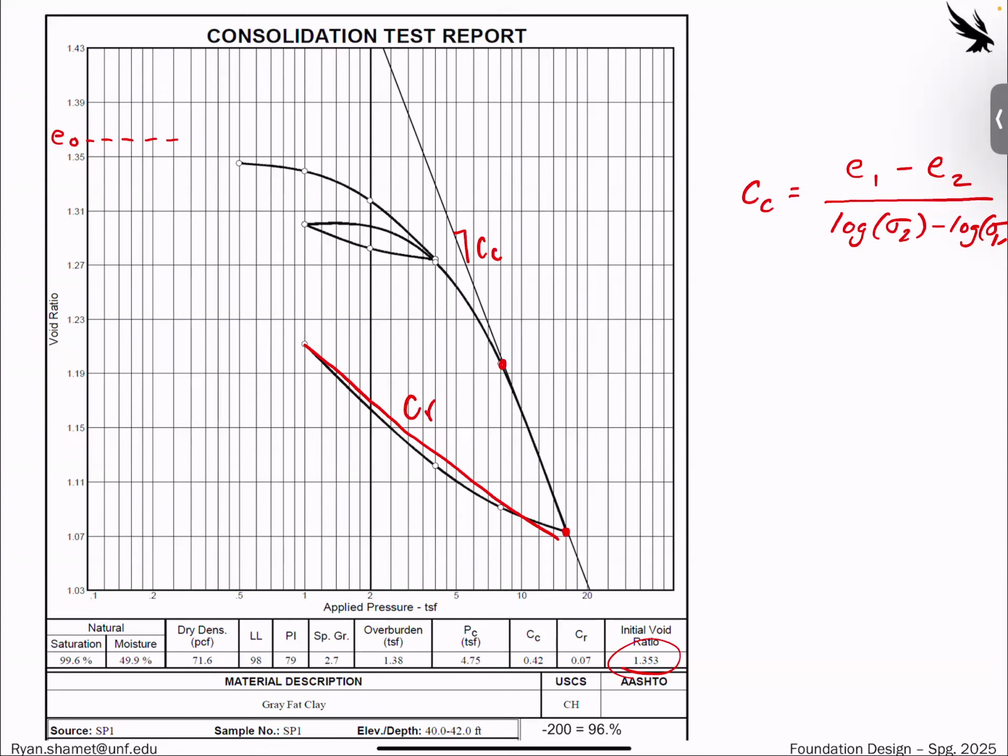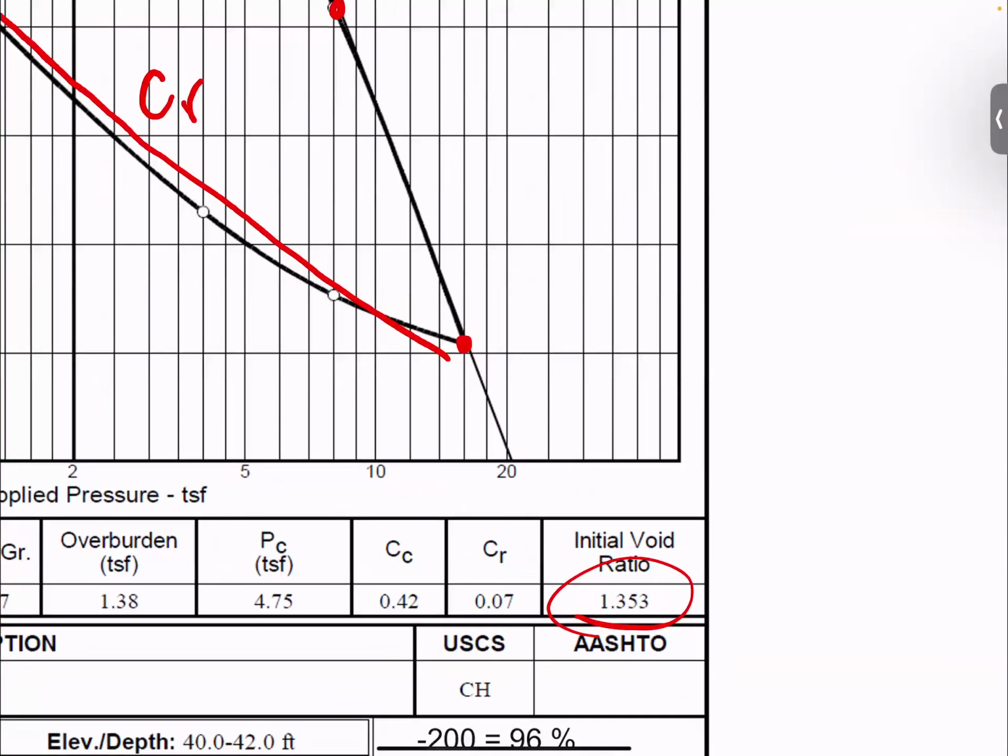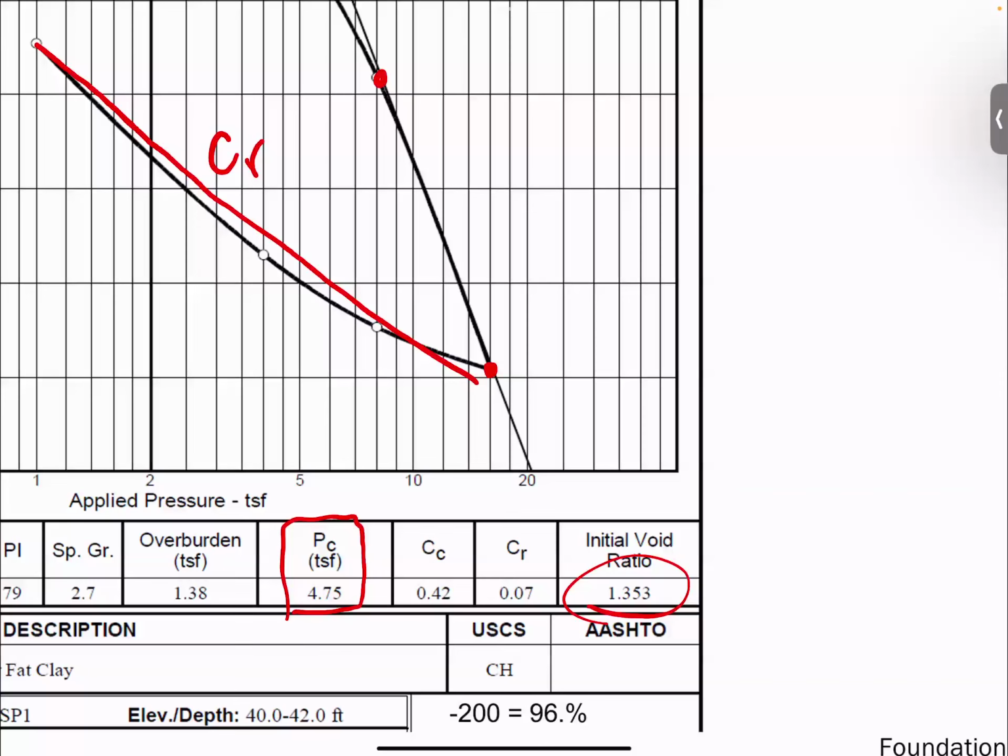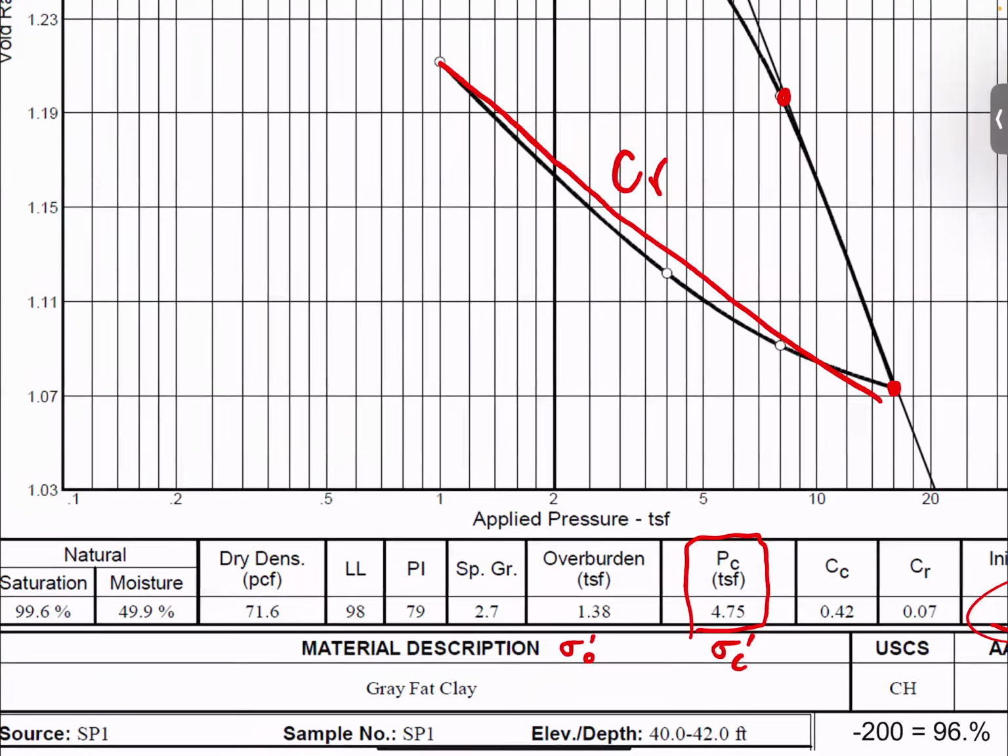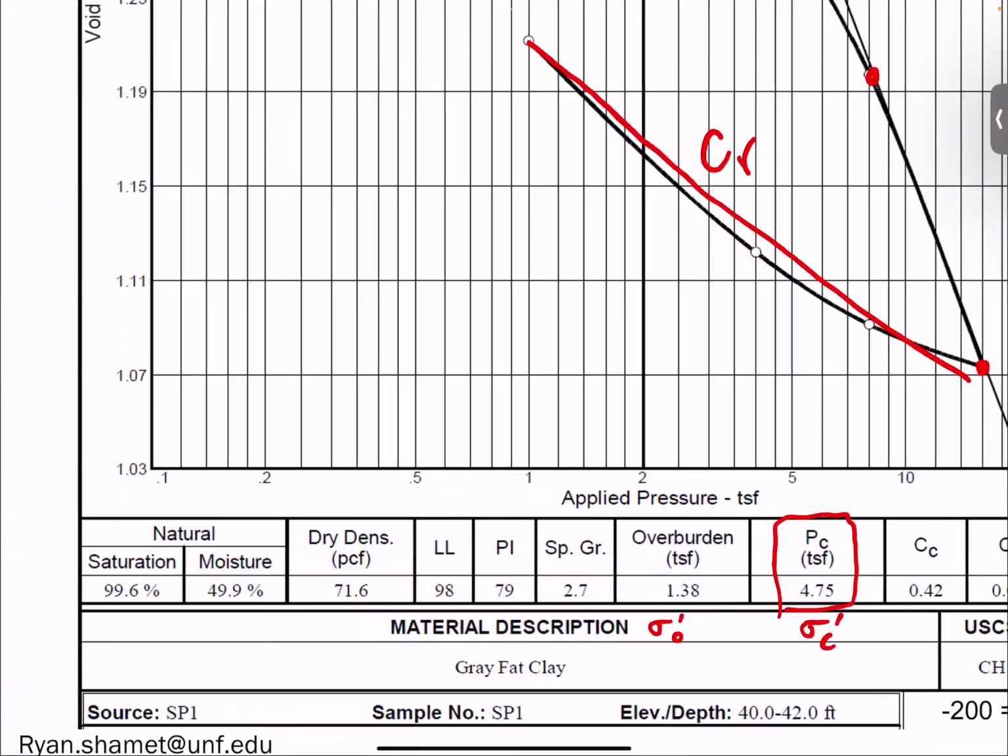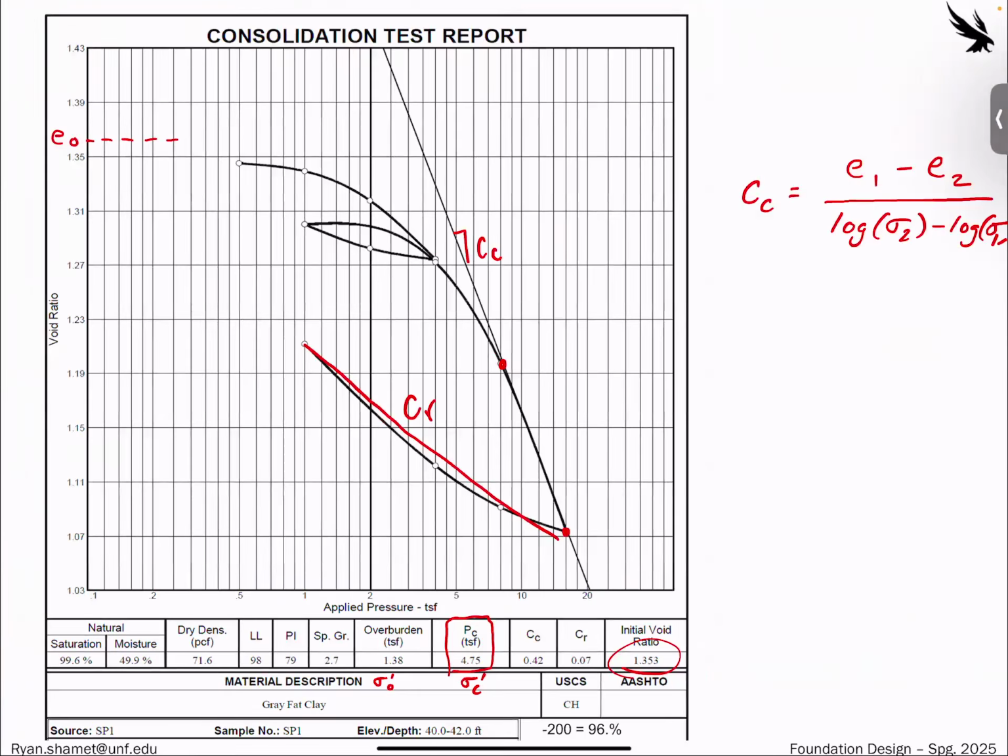So you can do this, and then it's plotted down here. It's shown that's CR, that's CC. Right here, this is our P sub C, which is the pre-consolidation pressure. You see the overburden is shown here. The overburden is just another way of saying the in situ effective stress. So this is our pre-consolidation pressure. Some of the other things: specific gravity, PI, LL, and then the saturation should be close to 100, and then the natural moisture content is shown there too. So this is the DOT's standardized way of showing consolidation test data.